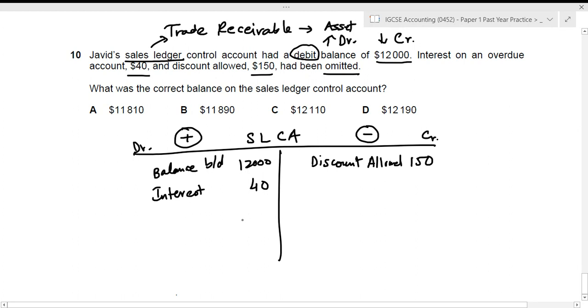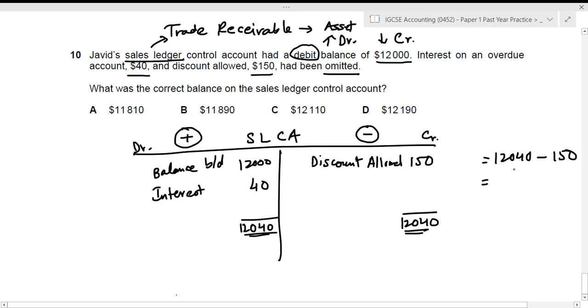So when we balance this T account once again, how to balance it? The balancing is simple: total both sides first of all, and write the higher amount on both sides. Now, the higher amount is on the debit side, which is 12,040. So we'll write 12,040. And then this credit side is definitely not 12,040, so we have to find the missing figure. So we will calculate 12,040 minus 150. So you will get the answer.